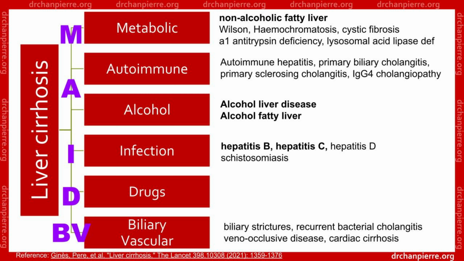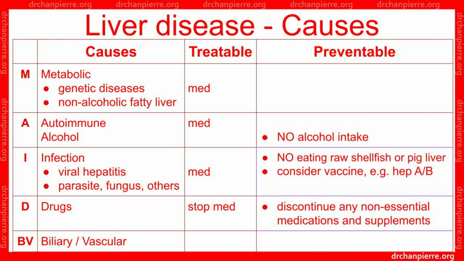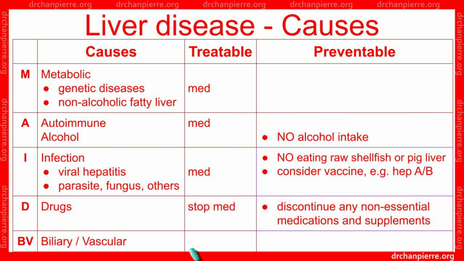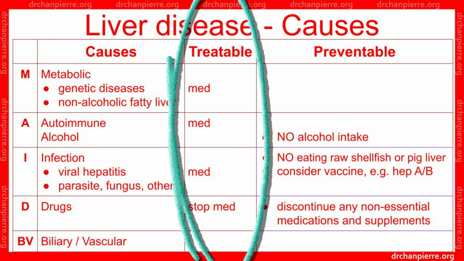Some of the causes may cause chronic injury resulting in liver cirrhosis. The common ones are non-alcoholic fatty liver disease, alcohol liver disease, hepatitis B, hepatitis C. In helping patients with liver cirrhosis, we treat the underlying cause and prevent other causes of liver injury. Some of the causes are treatable. For example, some genetic diseases like Wilson's disease, hemochromatosis, autoimmune hepatitis, and viral hepatitis like hepatitis B and hepatitis C.